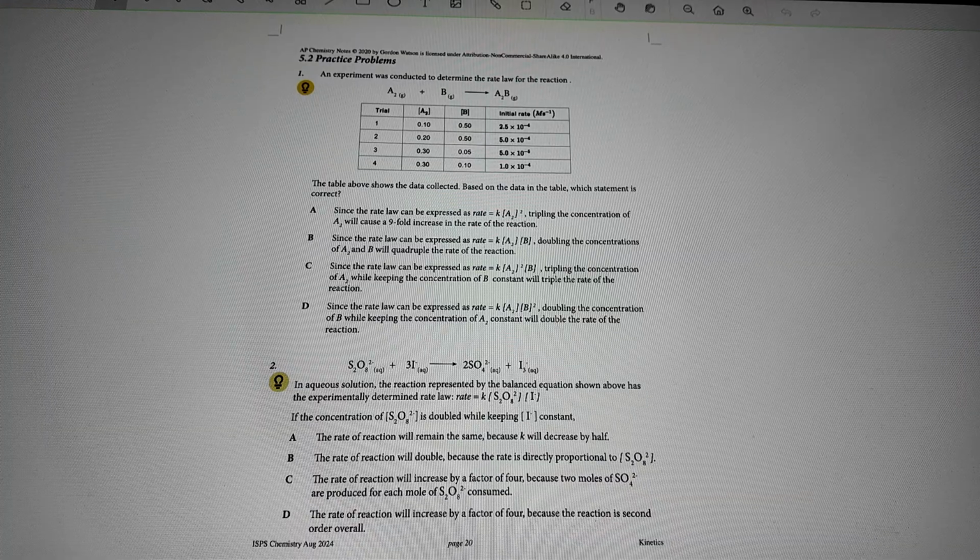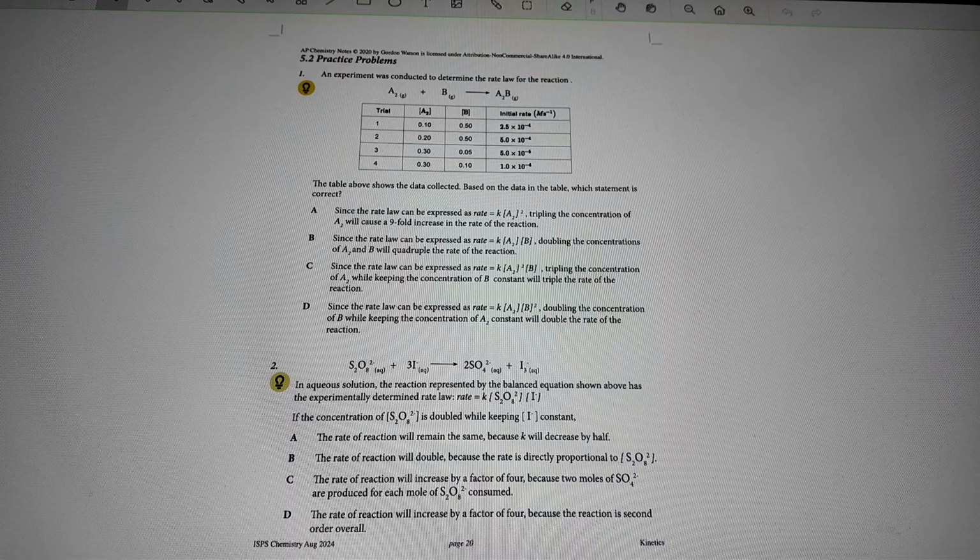Here we're looking at an experiment that was conducted to determine the rate law for the reaction A2 plus B equals A2B. When I see one of these questions, I immediately start looking at the equation, and then I immediately look at the graph or the table or the chart, because that's where the information is. I don't care as much about the other text, because nine out of ten times the table gives you all the information you need to solve the whole thing.